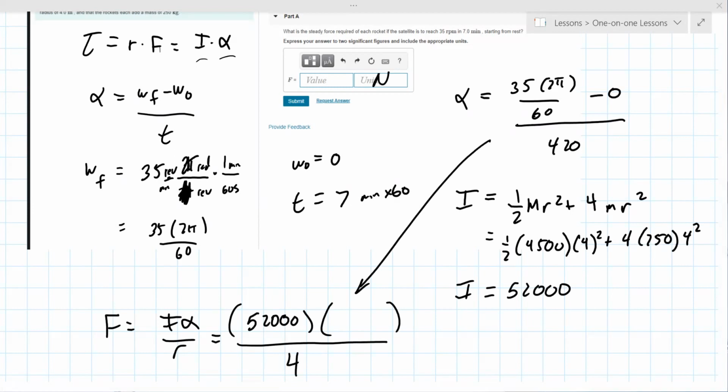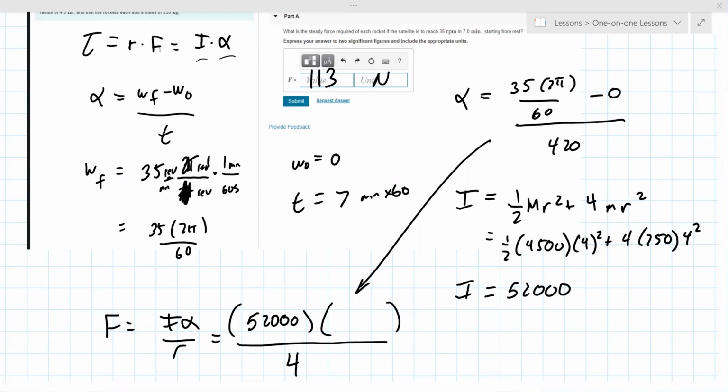So I'm going to undo the calculus. For alpha, I got like 0.0087. Is that reasonable? Alpha should be about, yeah, it's going to be pretty small. 0.0087. Yep. So I get 113 here. 50,000 times alpha divided by 4. Yeah, 113 newtons. It says it's incorrect for some reason.